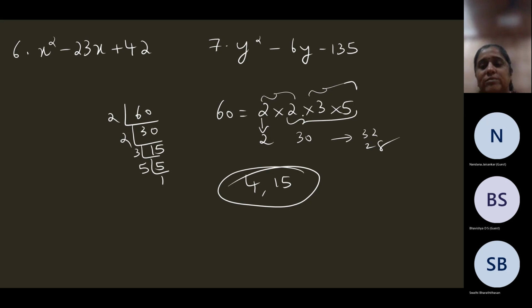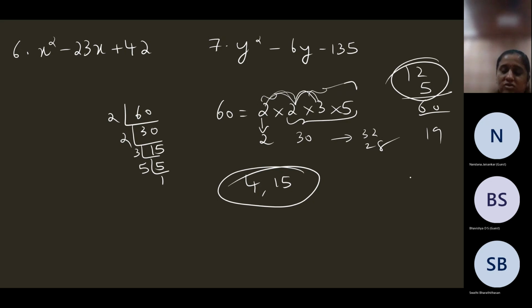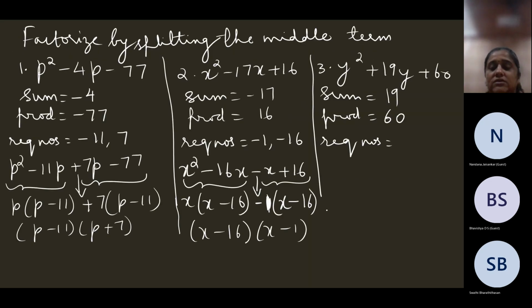So the two numbers are 4 and 15. See, you take any other combination. Supposing you do 2 2s are 4, 4 3s are 12, 12 and 5. You will get product 16, but this will give you only 17, not 19. So the two numbers are 4 and 15. From these numbers, you can make out very easily. 2 into 2 is 4 and 3 into 5 is 15. 15 and 4 are the two numbers. Tell me the signs.